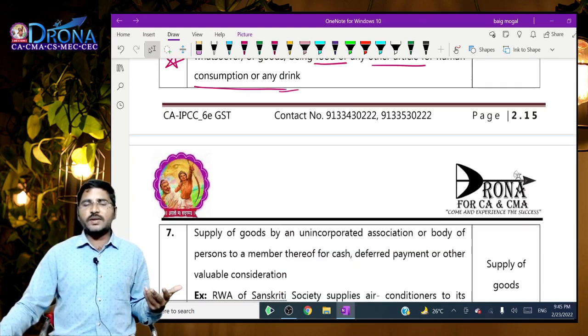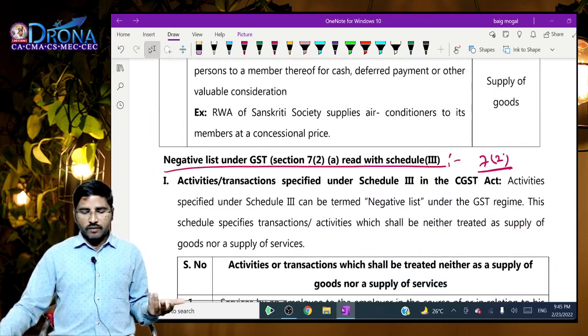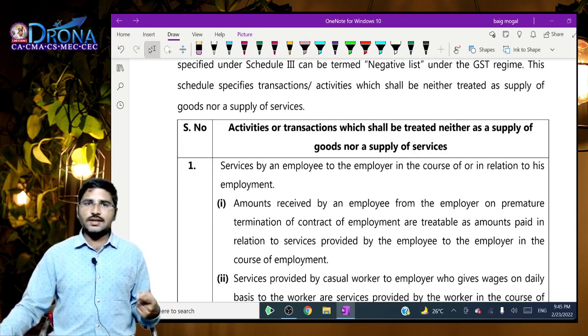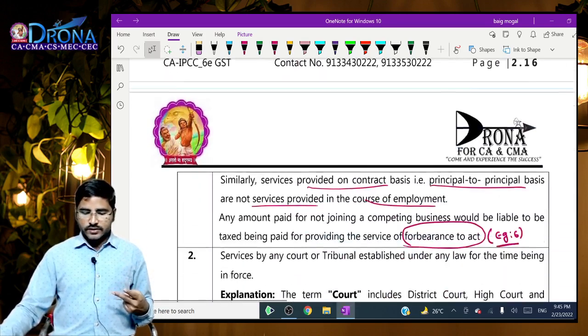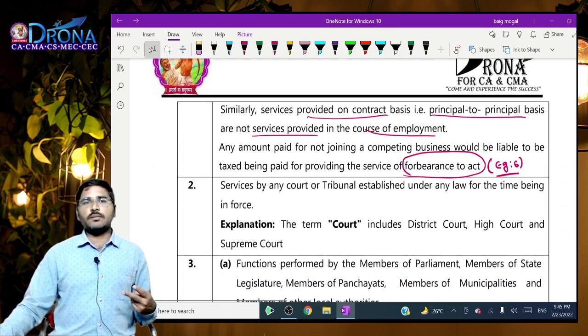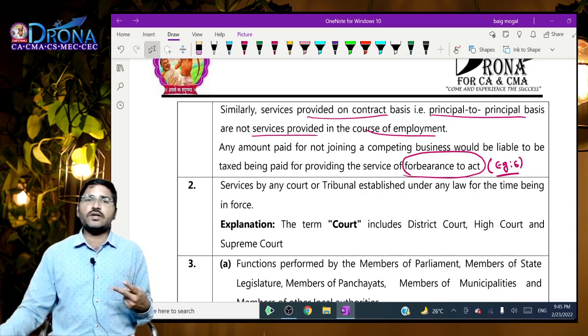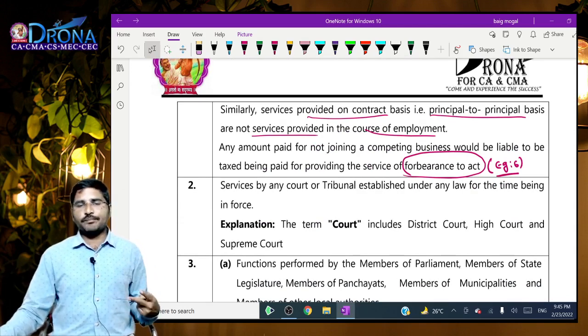that is nothing but on rendering of the services by the employee, the employer will provide a salary. Is it right? It is outside the ambit of the GST. Reason, this is the first transaction which is covered under Schedule 3, that is negative list. And the second transaction concerns services provided by the tribunal, district court, high court or supreme court. On providing of the service, consideration may be received in the form of non-judicial stamp. It is neither a supply of the good nor a supply of the service.